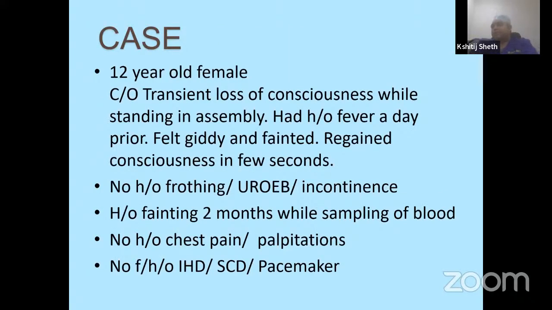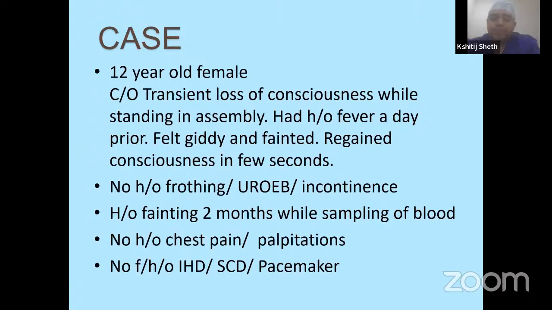So this is another case, a 12-year-old female. This is a very common case scenario in OPD practice. She comes with transient loss of consciousness while standing in school assembly. One day prior, she had fever, and during assembly, she felt giddy and fainted. She regained consciousness within a few seconds. There's no history of frothing at the mouth, no uprolling of eyeballs, no incontinence. She also gives a history of fainting when she had blood sampling done 2 months ago.